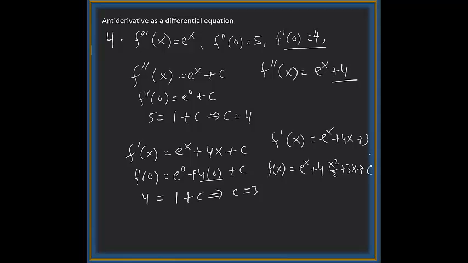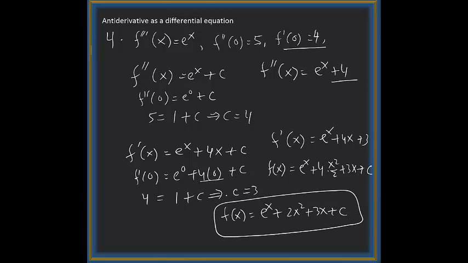Now in f of x we do not have any other condition, so in our answer we just leave our c. So the final answer we end up with is f of x equals e to the x plus 2x squared plus 3x plus c. So this is our final answer.